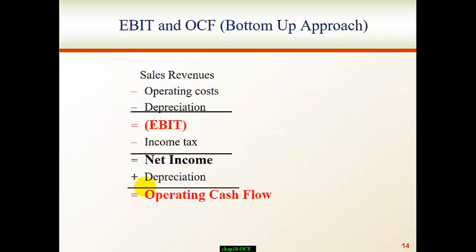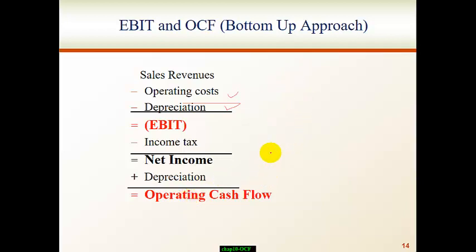Here I listed the detailed steps to find the net income and operating cash flow. We start with sales revenue, subtract both operating costs and depreciation to arrive at EBIT. Then we subtract income tax. If there's no interest payment, the tax is the tax rate multiplied by EBIT. After we arrive at net income, we add back depreciation to get operating cash flow.